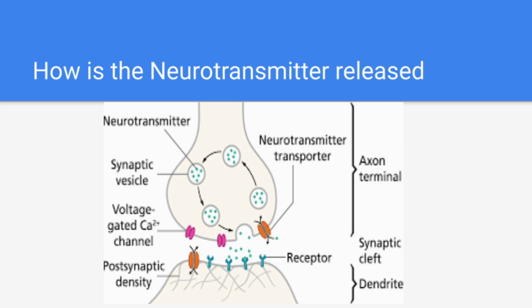A neurotransmitter is released by the depolarization of a neuron when an action potential travels down the neuron and reaches the axon terminal. Depolarization causes voltage-gated ion channels to allow calcium into the cell, triggering exocytosis of the synaptic vesicle, and the neurotransmitter will travel across the synaptic cleft and bind with receptors on the postsynaptic cell, leading to a response.